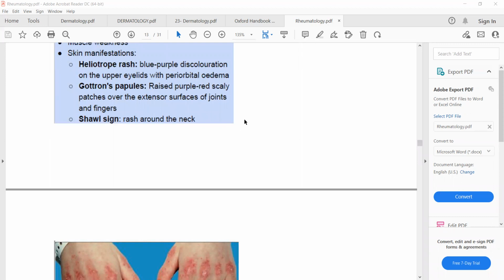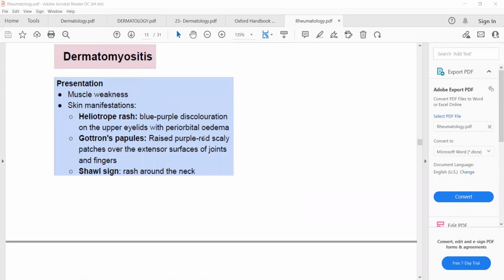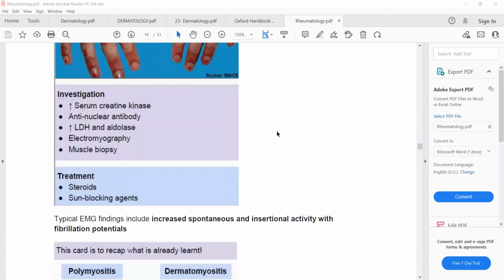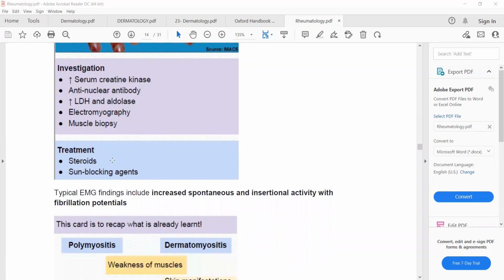So these skin manifestations along with muscle weakness, your diagnosis will be dermatomyositis. Initial investigation, because it's a myositis like polymyositis, creatine kinase, LDH, and aldolase will all be raised. And the definitive diagnosis will be on a muscle biopsy. Treatment is like polymyositis: steroids, and also sun blocking agents for skin manifestations.